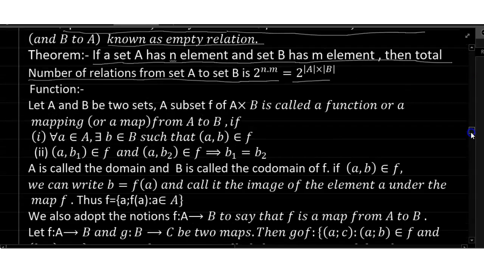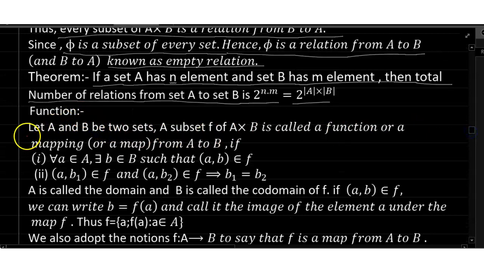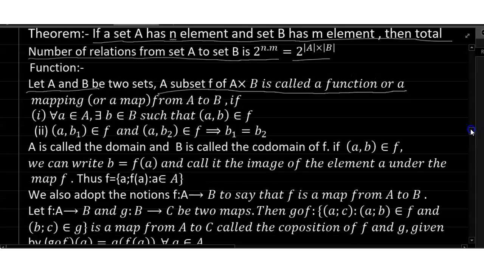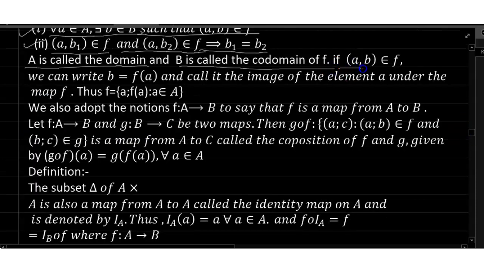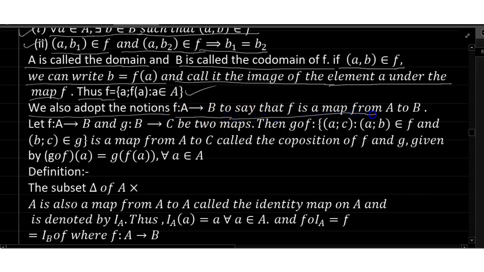Function. Let's start the discussion. A function: for two sets A and B, a subset F of A cross B is called a function, or mapping or map, from A to B if for all a belonging to A there is a unique b such that (a, b) belongs to F. If (a, b) belongs to F, we write b equals F of a and call it the image of the element a under the map F. Thus F is equal to (a, F(a)) such that a belongs to capital A. We also adopt the notation F from A to B to say that F is mapped from A to B.